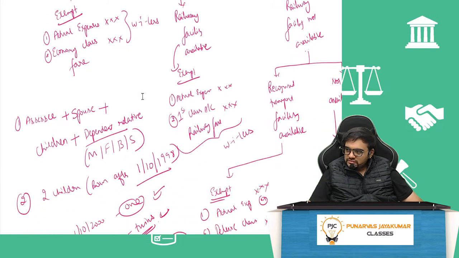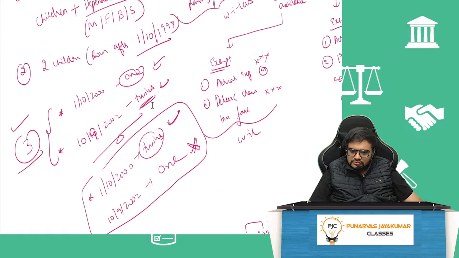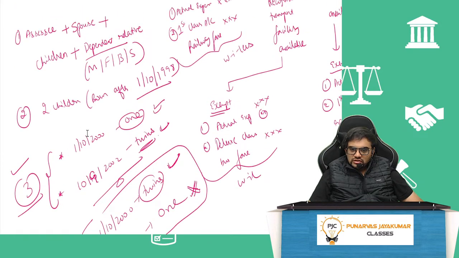Then, two children. Children also, not some 11, 10, 9. It's only two children. And that too, born after 1st October 1998. Now the thing is, on 1st October 2000, one child was born, and on 10th November 2002, twins were born. So it's considered as three or two? Three. This also they clarified. Considered as three. So that one extra child not allowed.